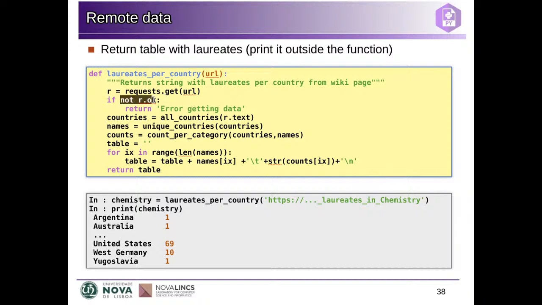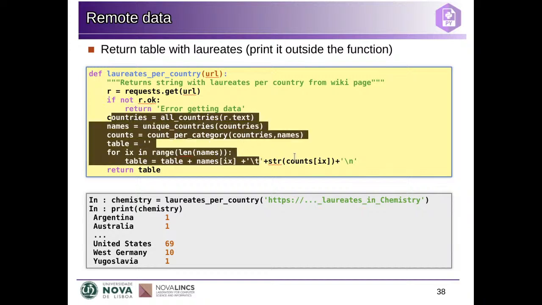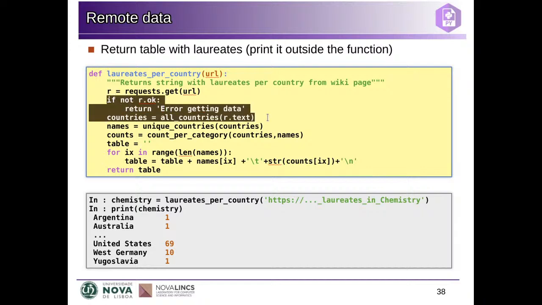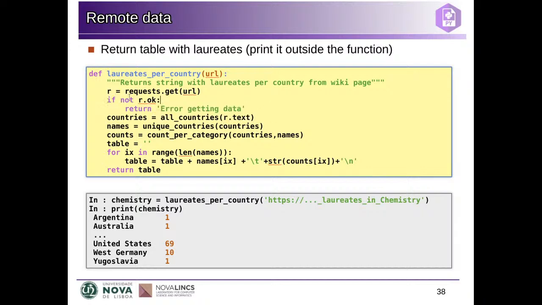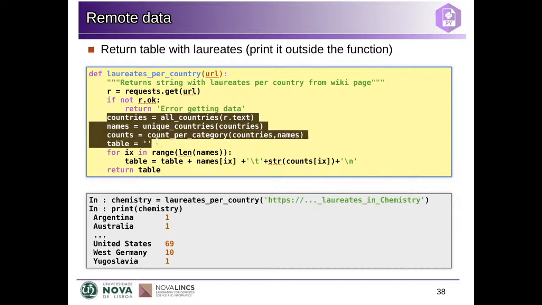So if it's not okay in the response here, we just exit from the function with an error. We had an error getting data. So we return this string. Note that when the return is executed, nothing else is executed because execution exits the function. So this is one way of exiting the function if something went wrong. If everything is all right, then not rok is false because rok is true. And so this return is not executed, it's ignored, and execution will move on to this part.